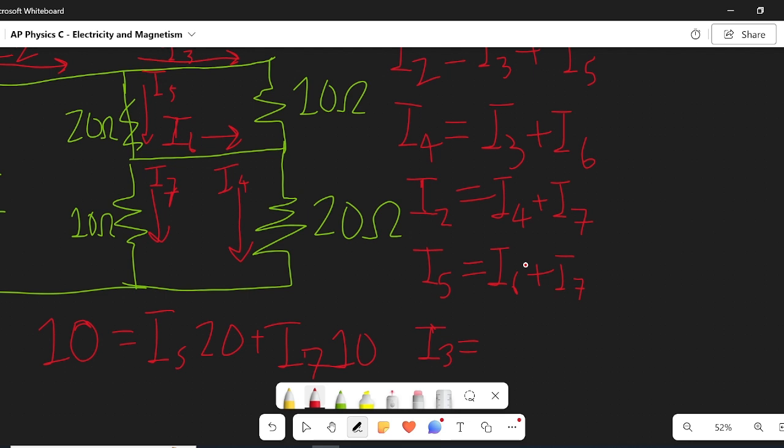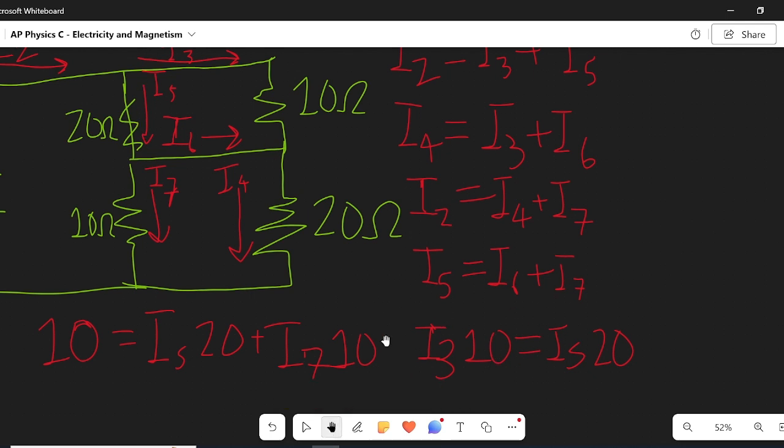What did I do wrong? Oh, yeah, sorry. I3 times the 10 ohm resistor equals I5 times the 20 ohm resistor. So the potential drop here is a result of I3 going into here. That's a potential drop, and then negative I5 going out is a potential drop. So we now have this equation.